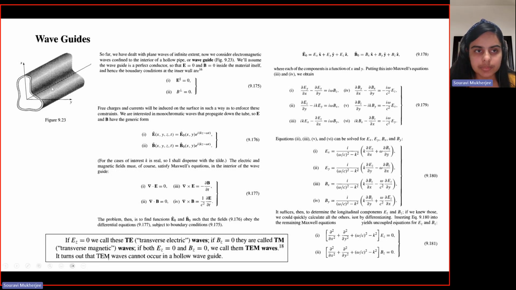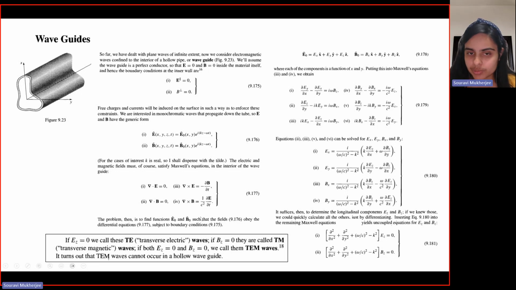If it was free space, it can be any electric or magnetic field value somewhere here. But now because you have a conductor which is enclosing this region, we know that in a conductor the electric field is zero, right? We know that here the magnetic field is supposed to be zero. So that sets the boundary conditions for our problem. So whatever signal we have here should satisfy the boundary condition of the tangential component of E going to zero at the inner walls of this conductor, and the normal component of the magnetic field should also be zero.